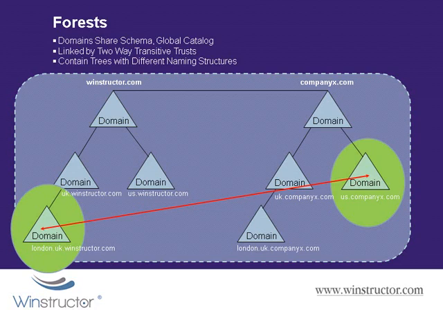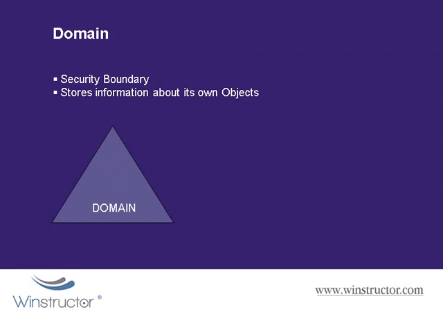So now that we understand what the forest boundaries are and how forests and domain trees are structured, let's look at a smaller subset of things that we're likely to find inside our forest. Okay, next we have a domain, which is depicted by the triangle here, and that's how you'll see them referenced in many books and in Microsoft's own documentation.